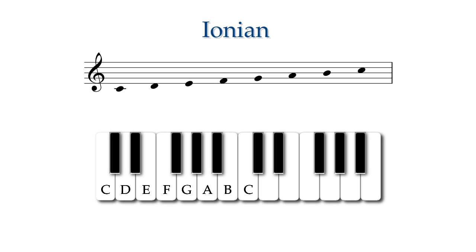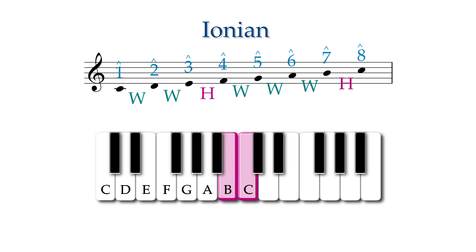If we start our scale on the note C, the pattern of whole steps and half steps to the remaining notes of the scale is whole, whole, half, whole, whole, whole, half. Notice that the semitones are between scale degrees 3 and 4 and between scale degrees 7 and 8. This fact will become very important. Remember, it is the pattern of whole steps and half steps that make each mode sound different. And this pattern, whole, whole, half, whole, whole, whole, half, the Ionian mode, always sounds like a major scale.